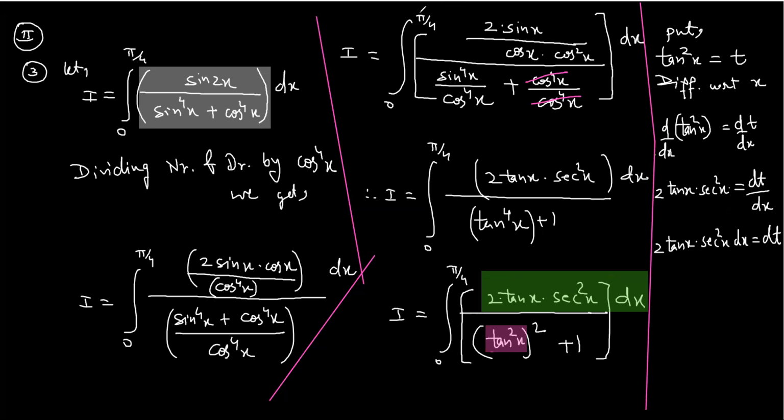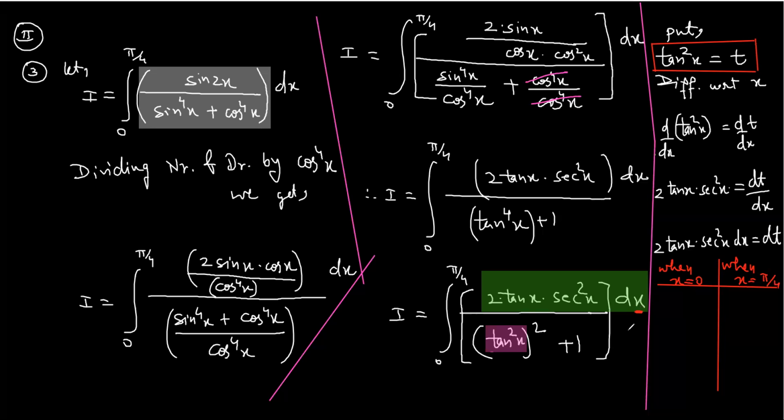What should the next step be? We will now try changing the interval, because remember 0 to pi by 4 is for x, not for t. And here you have substituted tan square x as t. So when tan square x is t, what will happen to the interval? That also we will have to finalize. Okay. So here I write, when this 0 to pi by 4 is for x, I write here when x is 0 and when x is pi by 4.